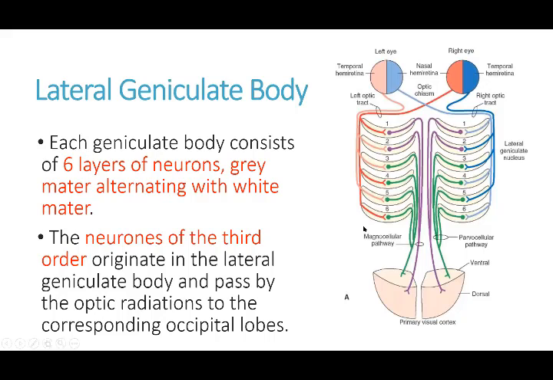Now the lateral geniculate body is made up of 6 layers of neurons, gray matter alternating with white matter. So it actually looks like this. The neurons of the third order originate in the lateral geniculate body and pass by the optic radiation to the corresponding occipital lobes. Now these have temporal fibers from the ipsilateral eye and nasal fibers from both the eyes. Okay, so crossed over. So this is also very important in diagnosing when there are field defects.